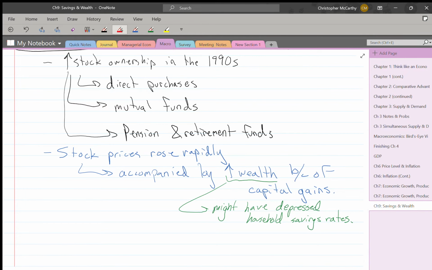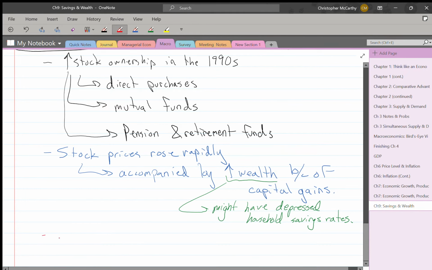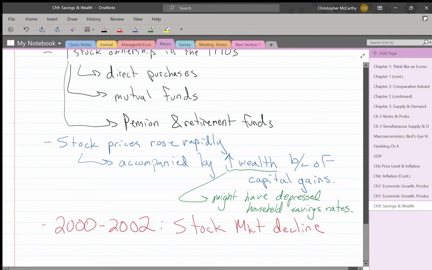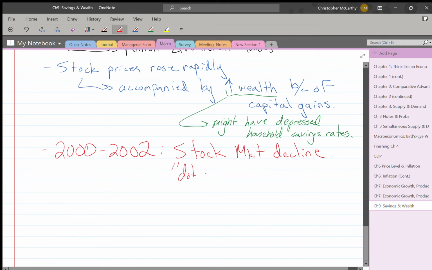And then what happened? We had a big stock market decline, the dot-com bust, but our household savings did not bounce back. So the household savings rate remained low.